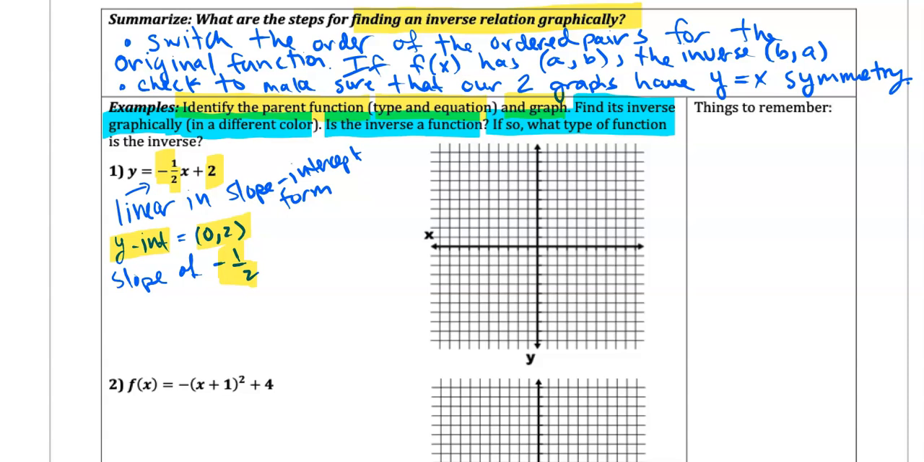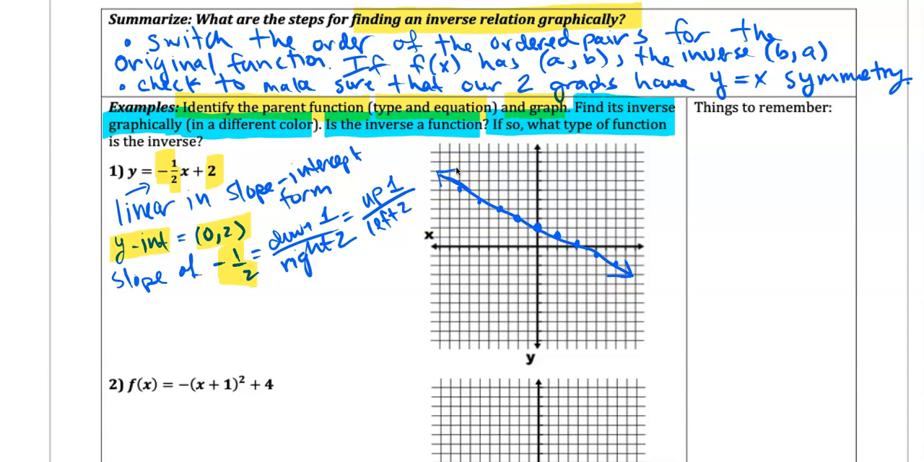So when I plot that, I go up to 2 on the y-axis, and then I'm going to go down 1 and to the right 2. That's what it means to have a slope of -1/2: down 1 and to the right 2. And then maybe I'll do a couple the other way, so I could also go up 1 and left 2, just to get a lot of points on my original function. And then I'll connect these.